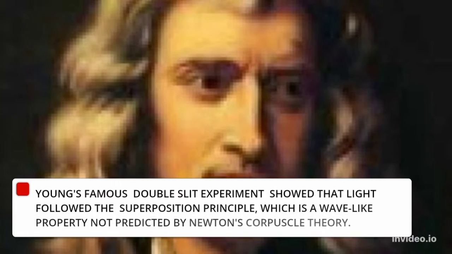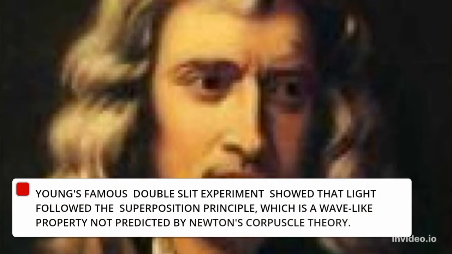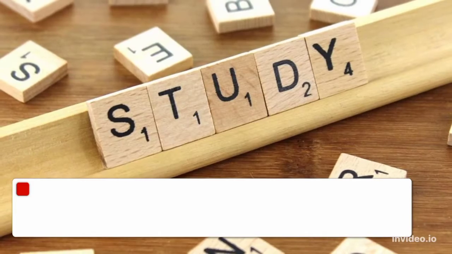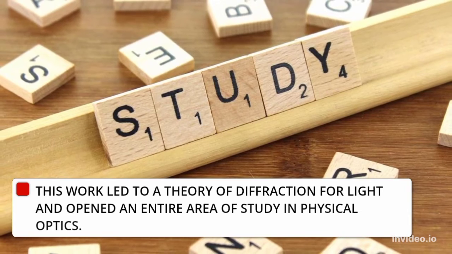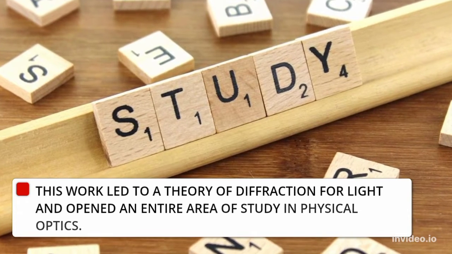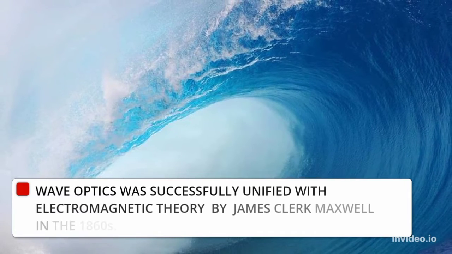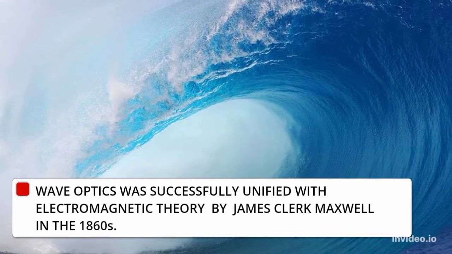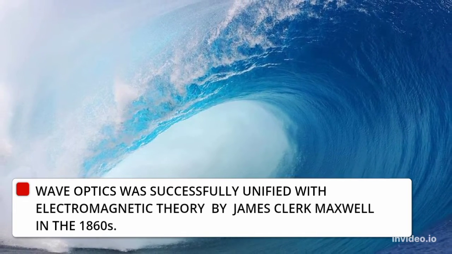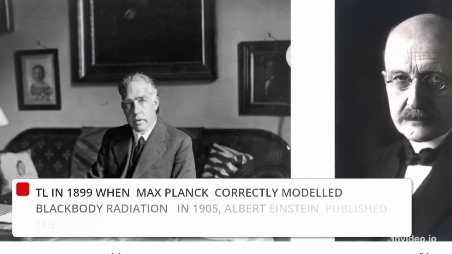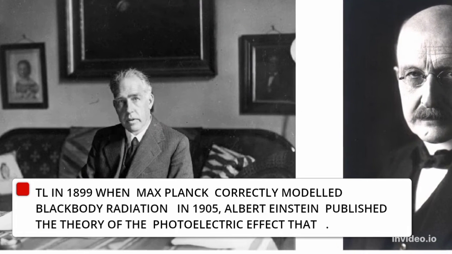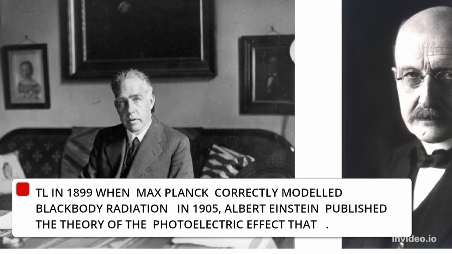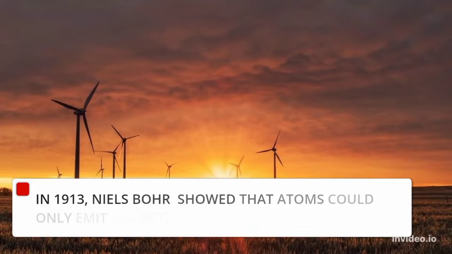Young's famous double-slit experiment showed that light followed the superposition principle, which is a wave-like property not predicted by Newton's corpuscle theory. This work led to a theory of diffraction for light and opened an entire area of study in physical optics. Wave optics was successfully unified with electromagnetic theory by James Clerk Maxwell in the 1860s. In 1899, Max Planck correctly modeled blackbody radiation. In 1905, Albert Einstein published the theory of the photoelectric effect.